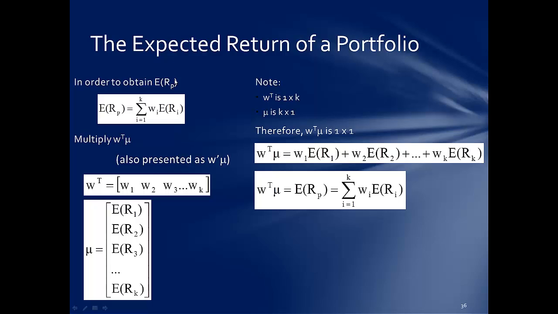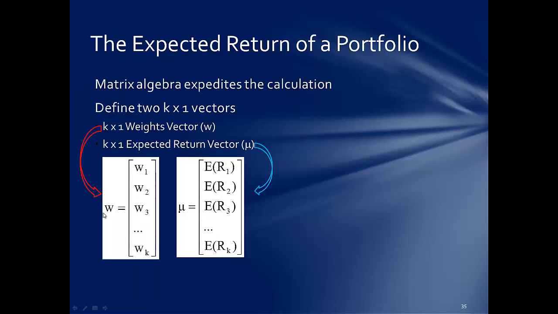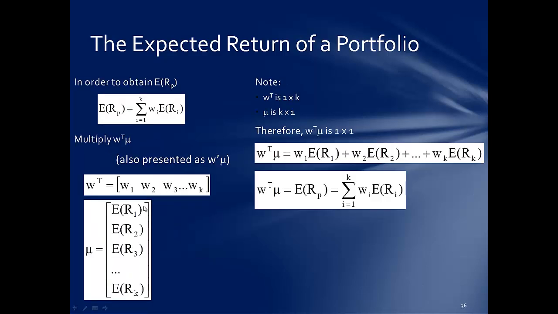In order to obtain the expected return of our portfolio, which we defined earlier thusly, it's very simple. All we have to do is take W transpose and multiply it by mu. If we transpose W, instead of being a k by 1 vector, it turns into a 1 by k vector. We still have our mu vector, which is k by 1. Therefore, W transpose mu is a 1 by k multiplied against a k by 1. We can do this because the number of columns in the first vector equal the number of rows in the second vector. So rule number 1 is satisfied.